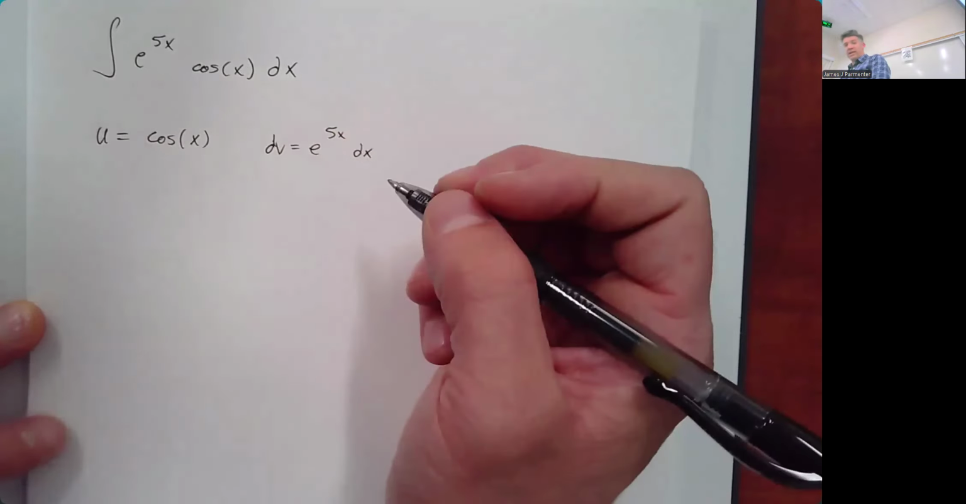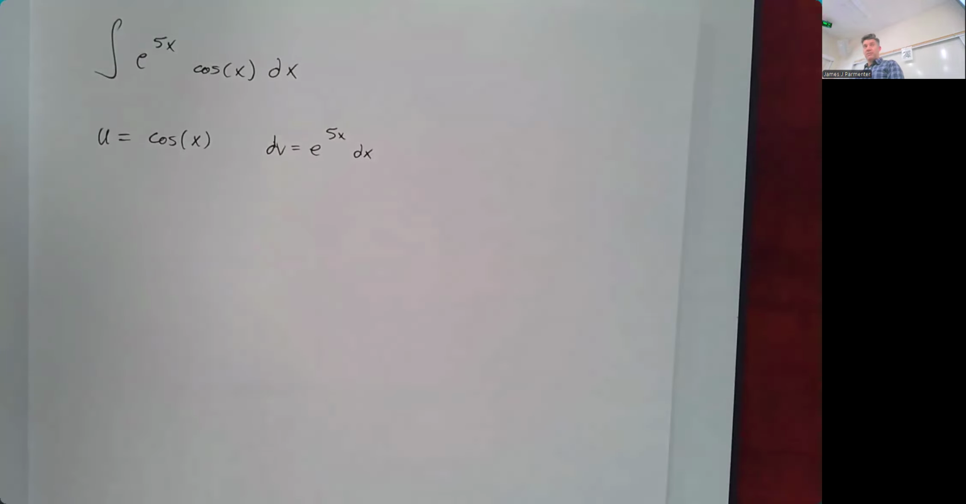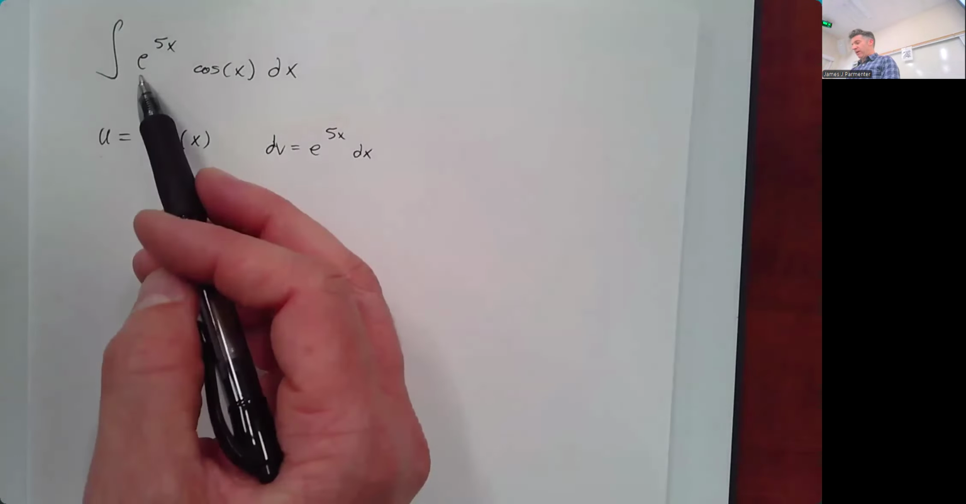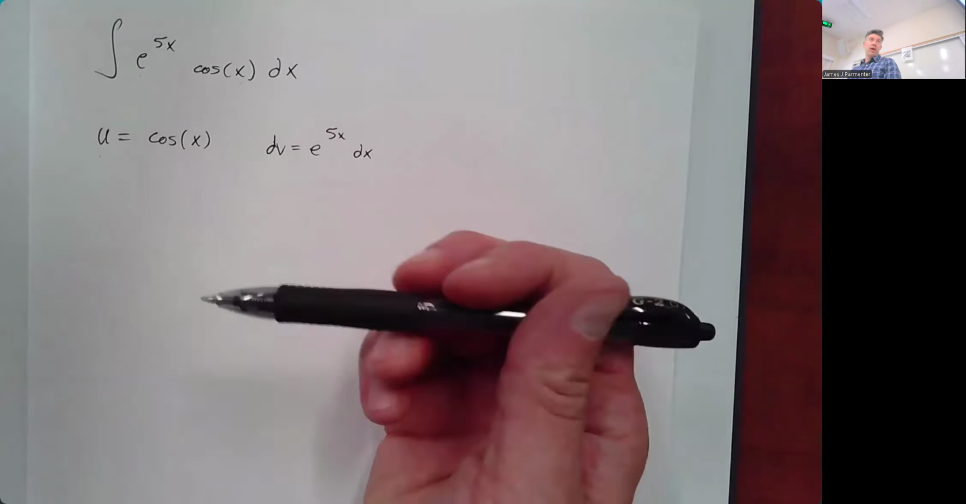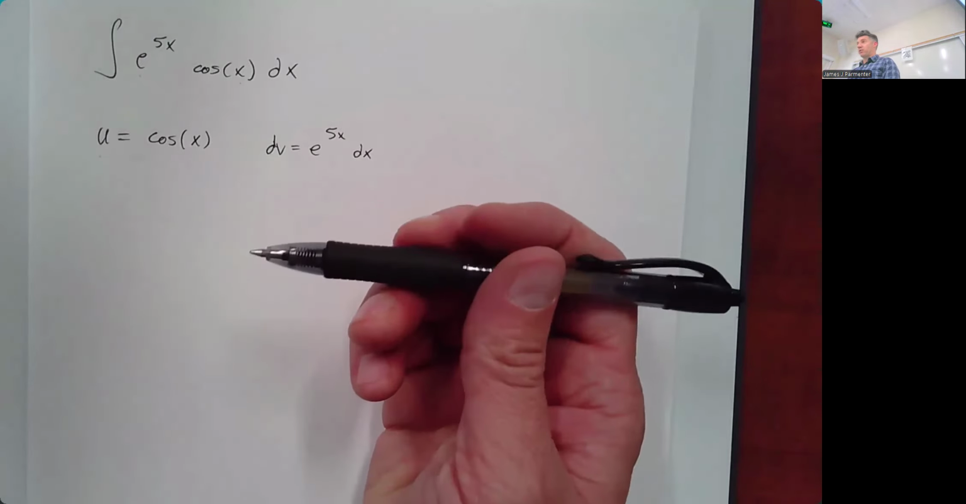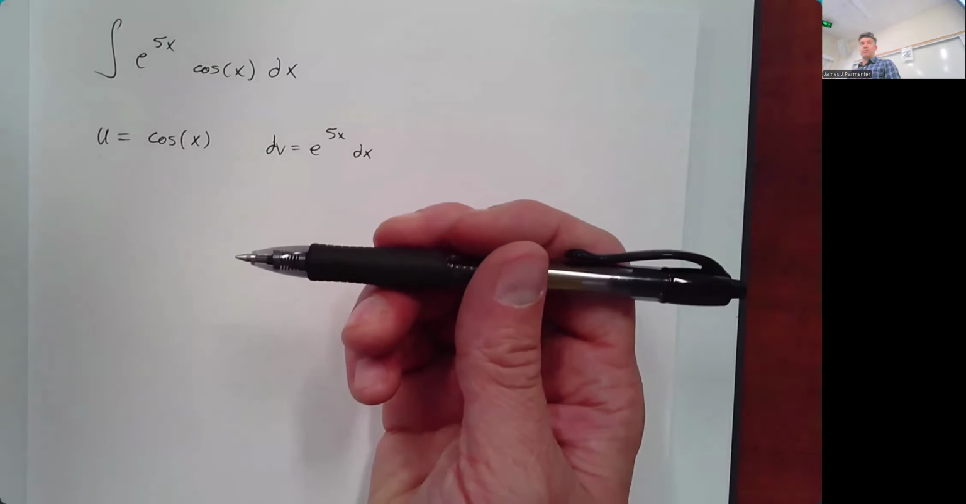But I will mention that if you happen to make the opposite choice for this specific integral where it's e to the something times cosine or e to the something times sine, if you were to choose u equal to e to the 5x and dv equal to cosine, it would also work out. So either way will get you there as long as you make the same choice both times.